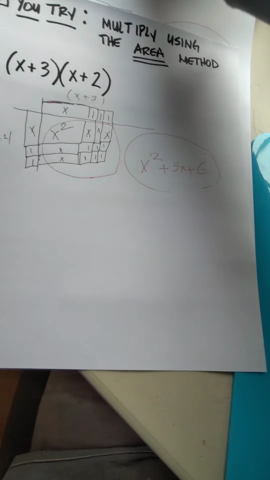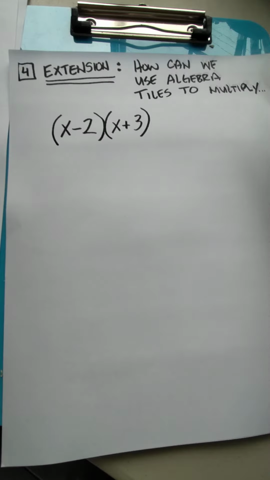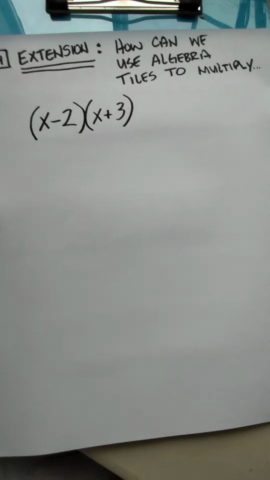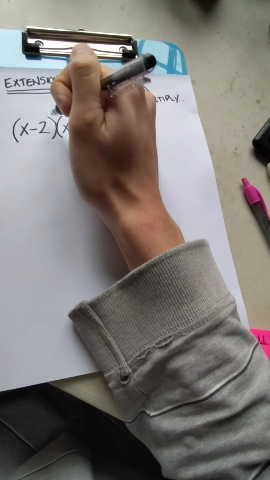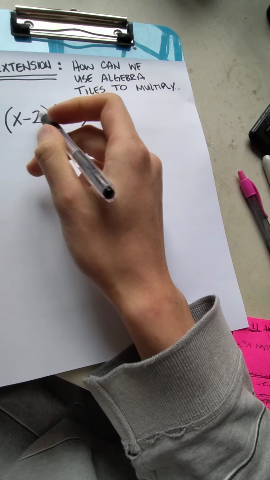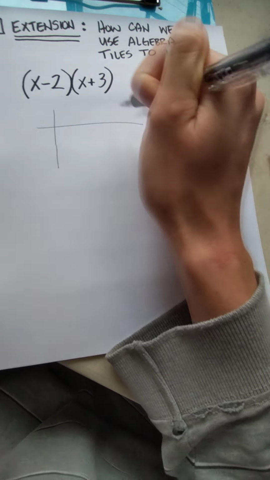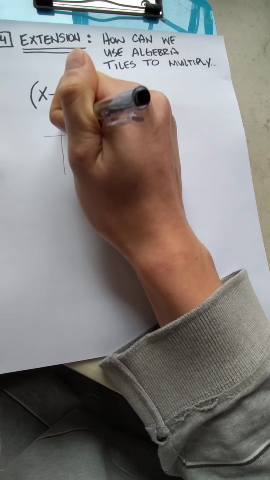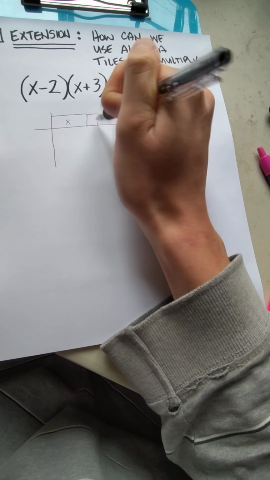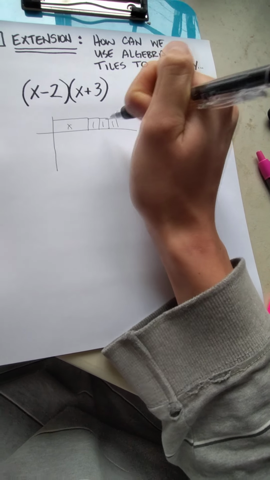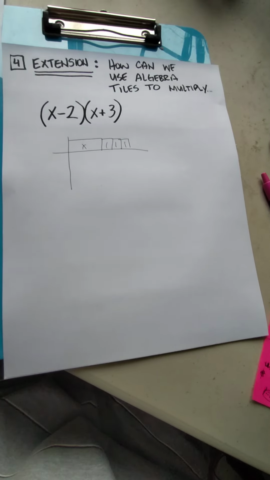Okay, now here is our last example. I want you to pause the video and try to solve it before I solve it. Okay, now I'm going to solve this problem. Because you see a negative, we have to use negative tiles for this. I'm going to put x plus 3 on the right side, so it's going to be x right here, 1, 2, 3, and then x minus 2 on the left side.